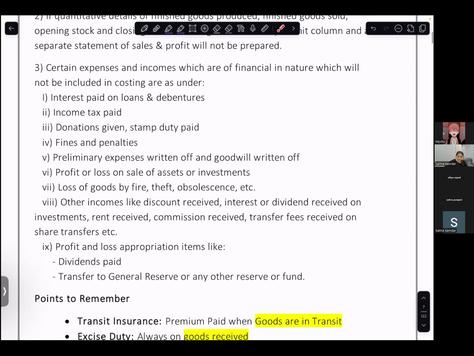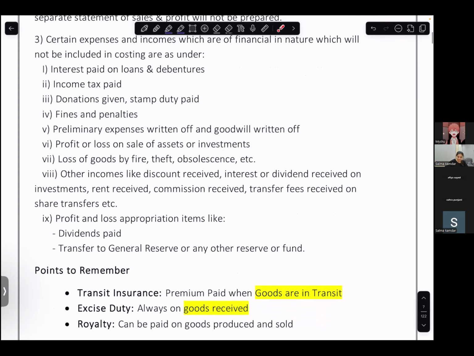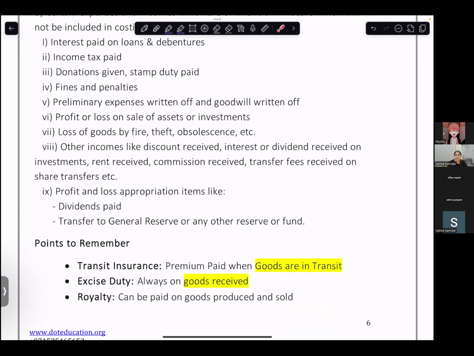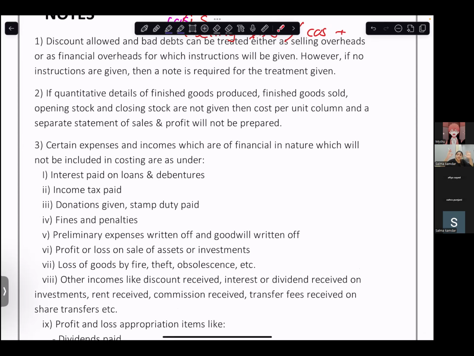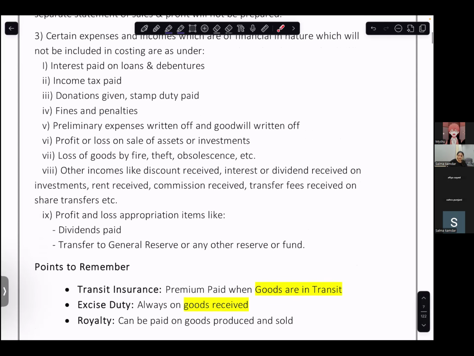Okay. What is quantitative details, how will you understand it? Units, number of units produced, number of units sold. This many units are in the finished goods. Opening stock of finished goods is this many units. Closing stock of finished goods is this many units. So if all of this is there, then the cost sheet will continue the way it is. You will not prepare a separate statement. But if you are not given quantitative details, then 2 separate statements are mandatory to be prepared. Okay. Are you with me?